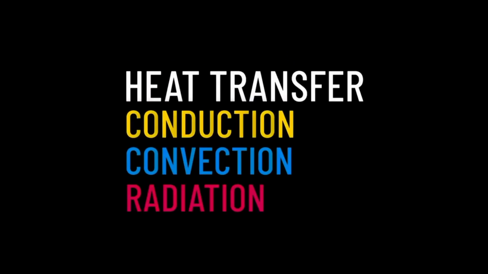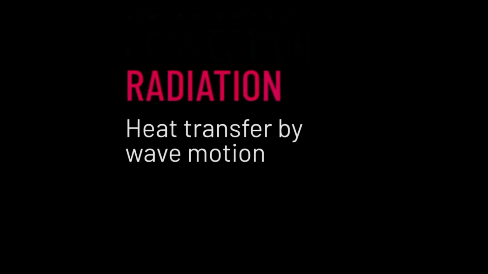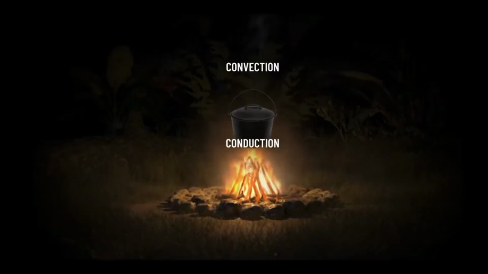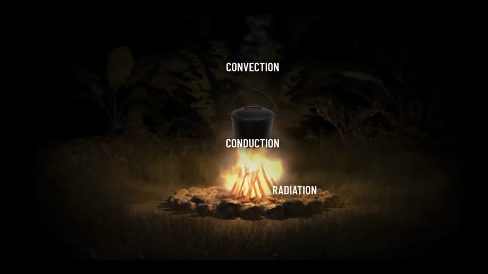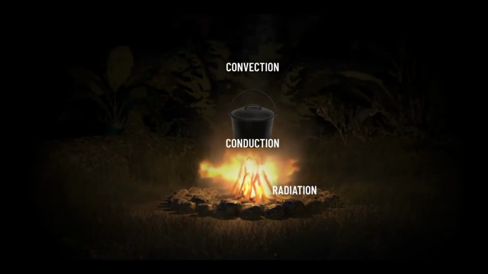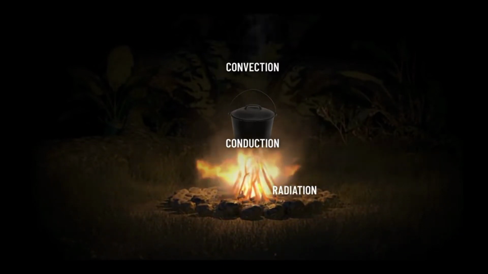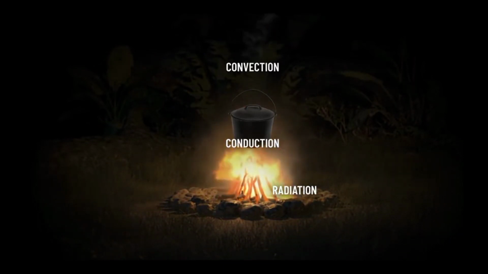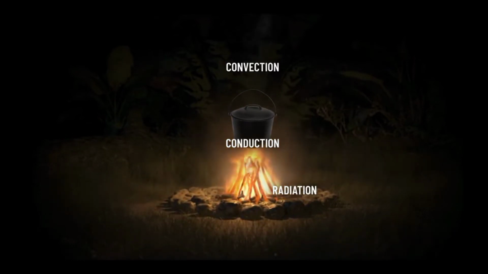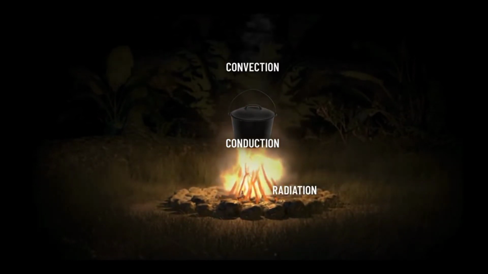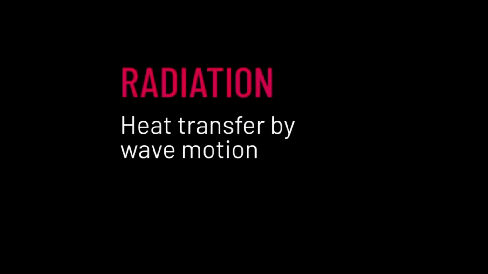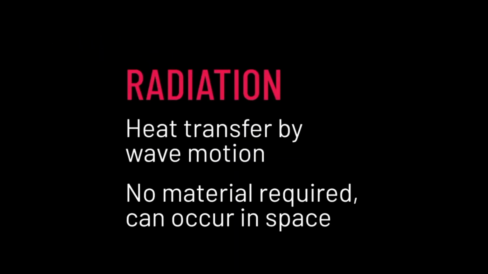Finally, let's think about radiation. Radiation is heat transferred by a wave motion. This radiation is occurring all around the campfire as energy travels away from the flame in the form of electromagnetic waves. As we've already seen, heat energy can be transmitted directly when molecules collide with one another and cause the waves of heat energy to travel. In radiation, no material is required, so it can occur in space.